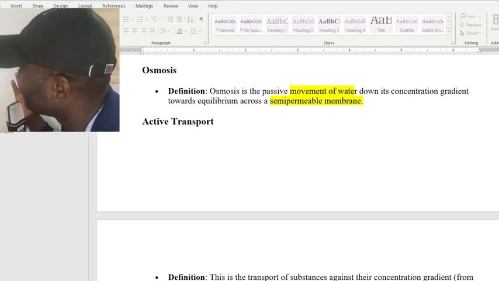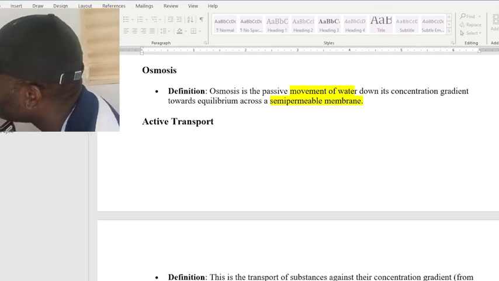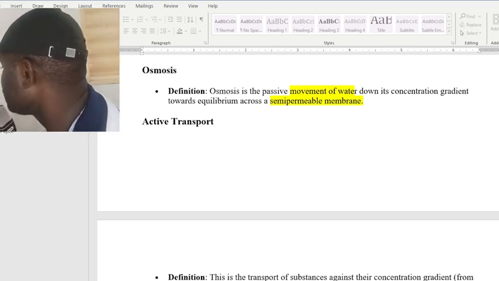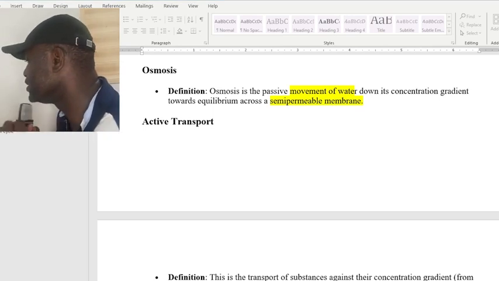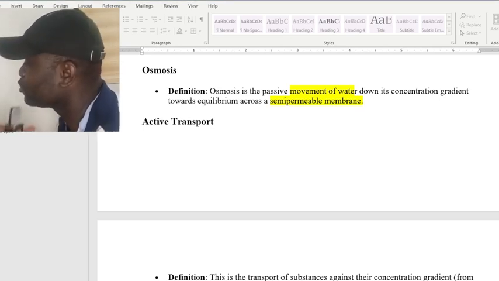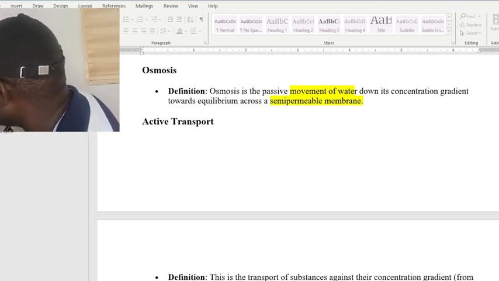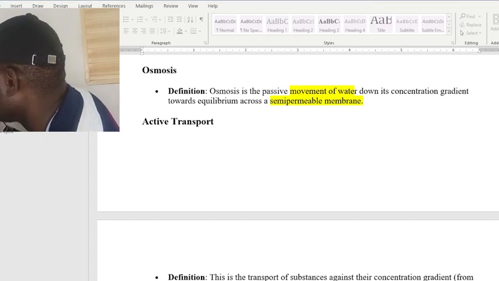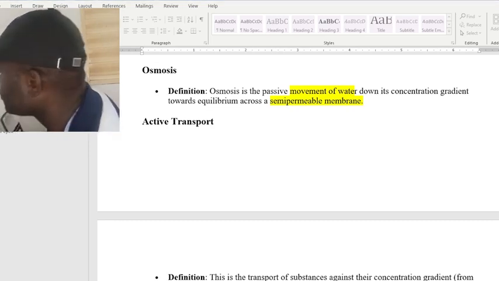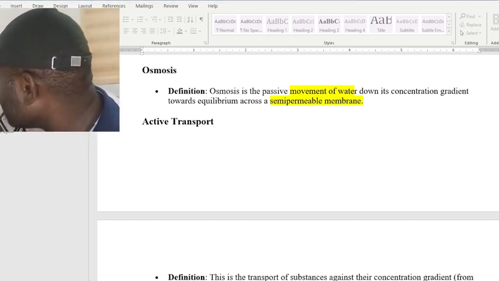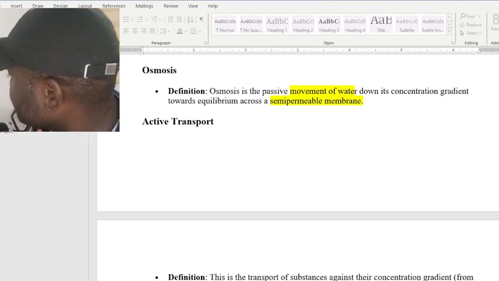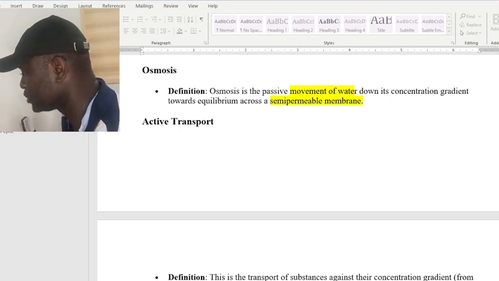So water moves from a region of lower solute concentration to a region of higher solute concentration. So water moves from a dilute or diluted solution. When we say something is diluted, it means that it has a higher percentage of water. So water moves from a diluted solution to a concentrated solution.